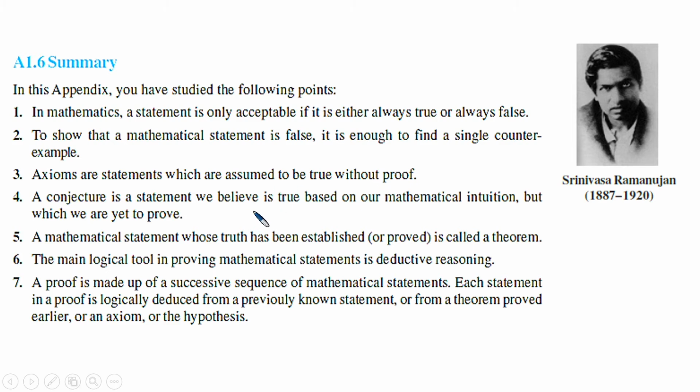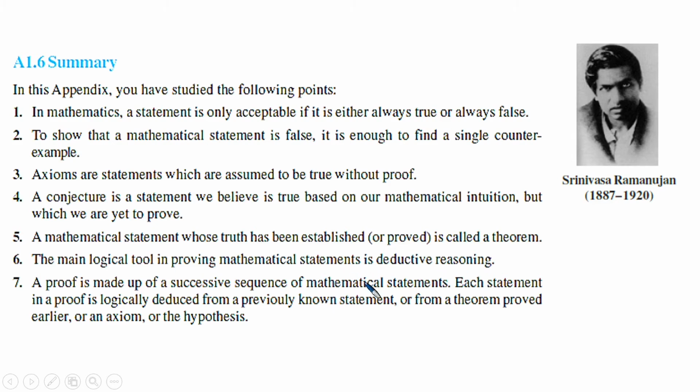And a conjecture is a statement we believe is true based on mathematical intuition, but which is yet to be proved. So conjecture means, okay, if suppose a few things are true, maybe this is also true. So these are very subtle. Axioms, postulates, and conjectures are used very subtly. When you do many examples in mathematics, then you will know what a conjecture is. Like Srinivasa Ramanujan put forward a lot of conjectures, people are trying to prove them, and once they prove one, it becomes a theorem. I believe you know who Srinivasa Ramanujan is. He was one of the greatest Indian mathematicians. So please go through the internet and try to learn about him. A mathematical statement whose truth has been established or proved is called a theorem. The main logical tool in proving a mathematical statement is deductive reasoning.